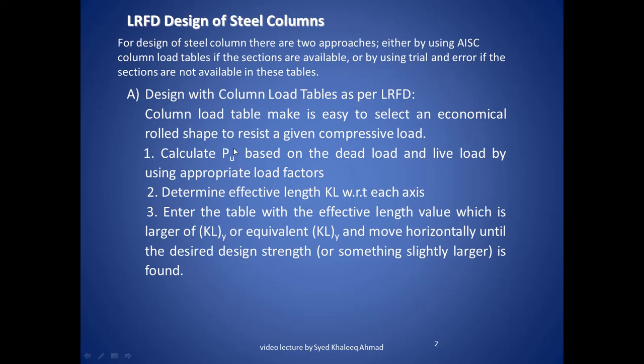First we find the value of Pu based on the given dead load and live load, and also determine the value of KL with reference to the end conditions. We already have the value of K in that table for the coefficient of effective length, and we will calculate for both axes. This is the first step. Then we will see in the table which section corresponds to that value. Here, you have to take either KLy or equivalent KLy, whichever is maximum.